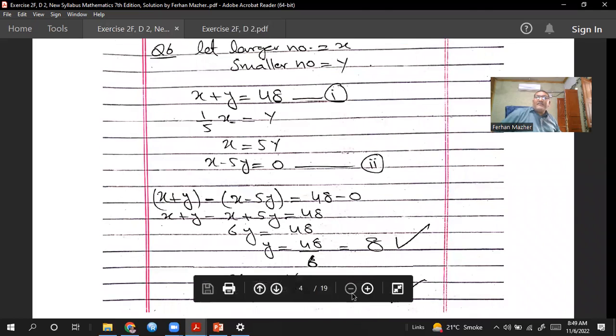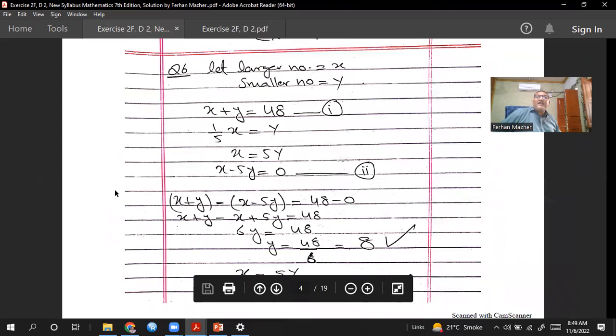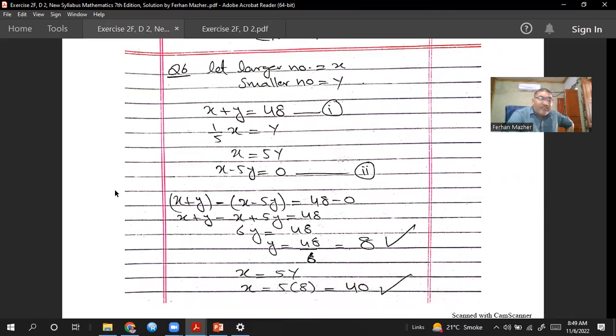So the two numbers that are represented here: the larger number is 40 and the smaller number is 8. So this is the solution of this question. And you can pause the video and take your time with this question.